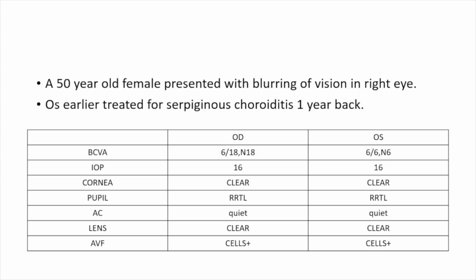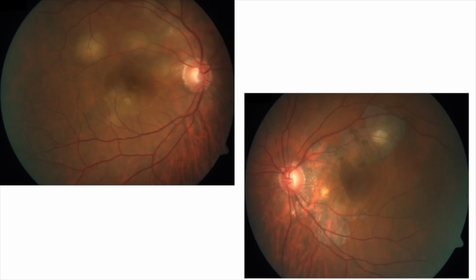A 50-year-old female presented with blurring of vision in the right eye. She was treated in the left eye for serpiginous choroiditis 1 year back. In the right eye, the visual acuity was 6/18, N18, and there were cells in the anterior vitreous phase. In the left eye, the vision was 6/6, N6, and there were cells in the anterior vitreous phase.